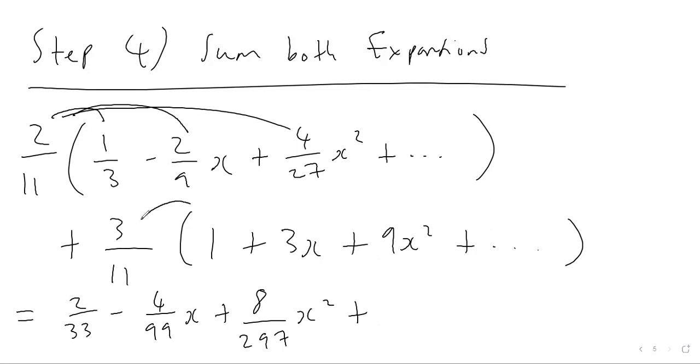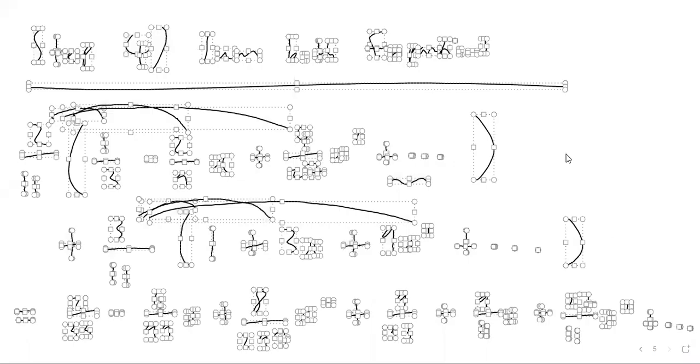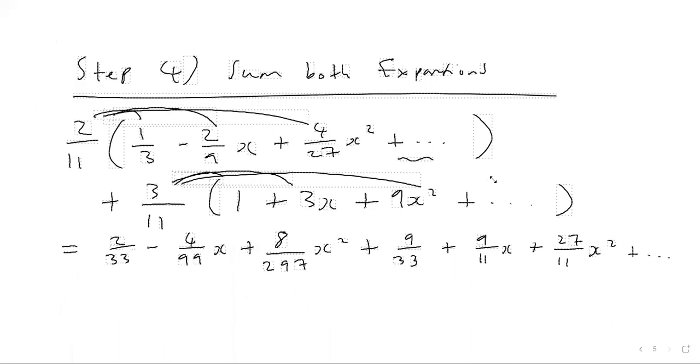plus these terms when we expand those, so 3 over 11, which is the same as 9 over 33. I'm just going to write 9 over 33 there, because we've got the 33 on the bottom. And then plus 3 times 3 over 11, so 9 over 11x, and then plus 27 over 11x squared, and then plus dot, dot, dot, the rest of the terms afterwards.